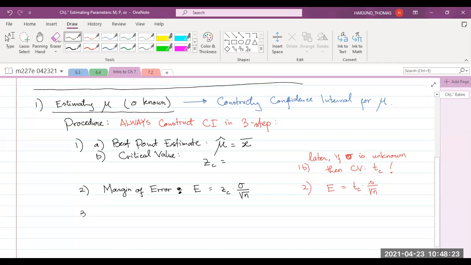Now, step 3 consists of 2 parts also. The first one is basically routine, administrative: the declaration. The confidence interval for mu will be the best point estimate minus the margin of error, less than mu, less than the best point estimate plus the margin of error.